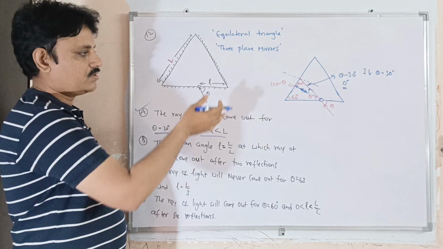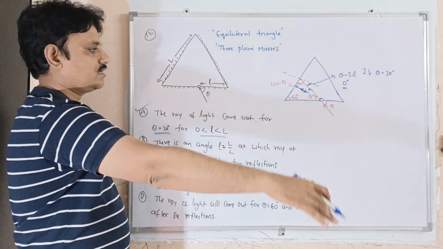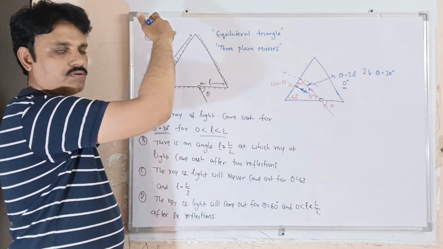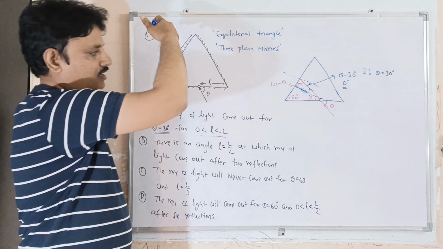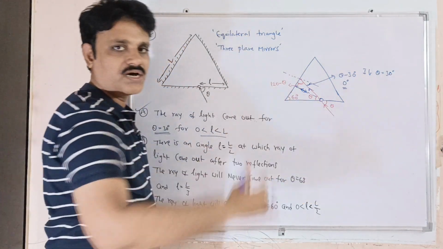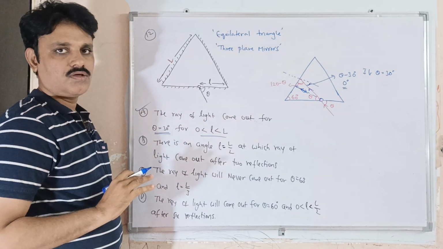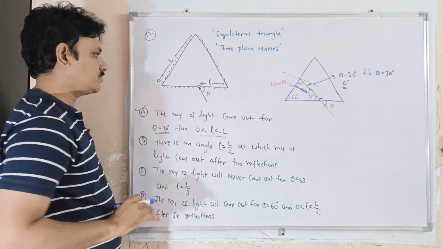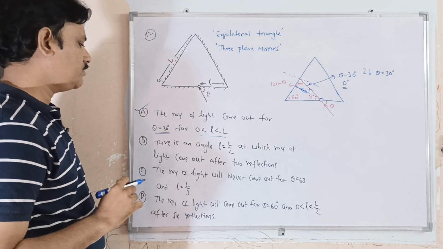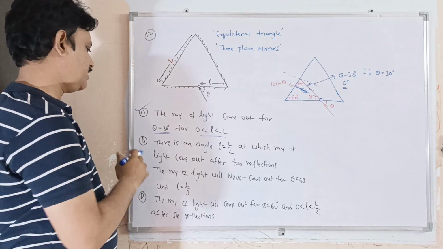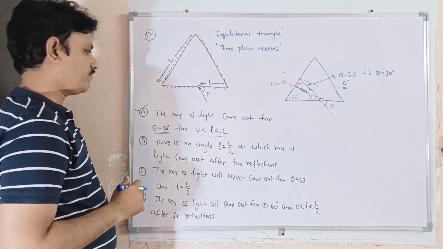The light ray comes out because theta equal to 30 means the light ray goes straight into the region, reflects at the mirror, and comes back along the same path. So in that case the light ray comes out through the region. So the first option is the right one. Next, if you see the second one, there is l equal to L by 2, at which the light ray comes out after two reflections.